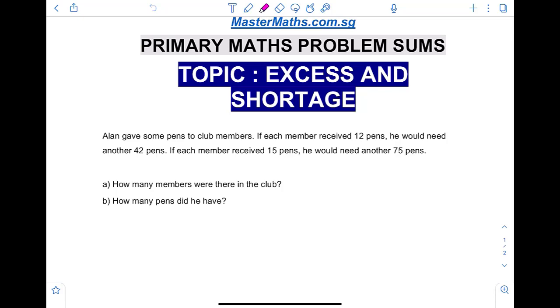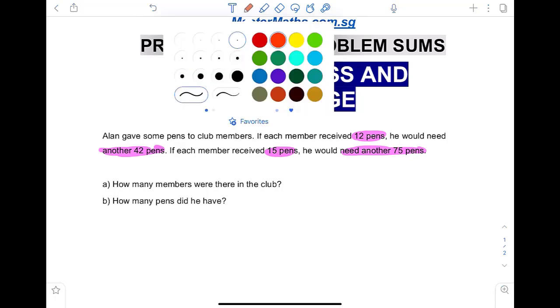Alan gave some pens to club members. If each member received 12 pens, he would need another 42 pens. If each member received 15 pens, he would need another 75 pens. Part A, how many members were there in the club? Part B, how many pens did he have?